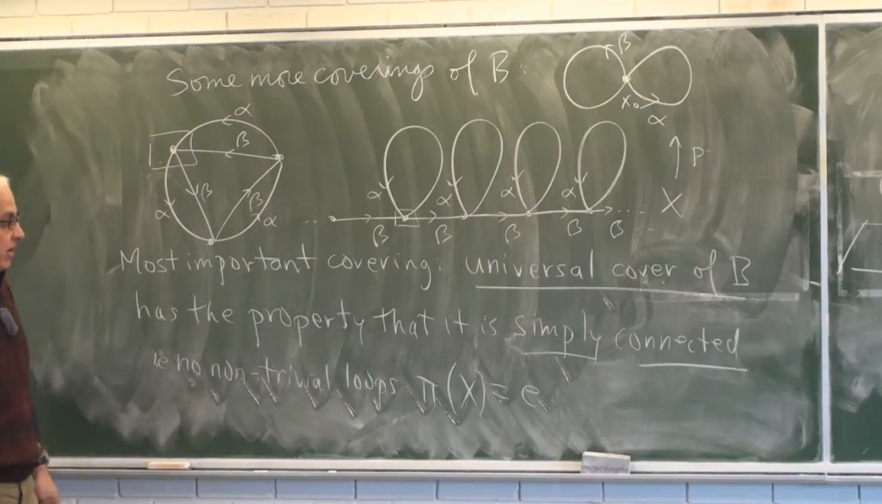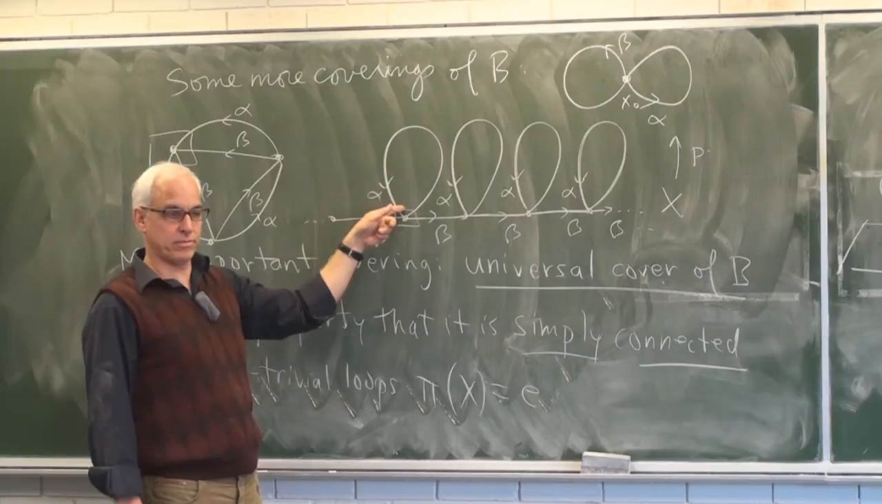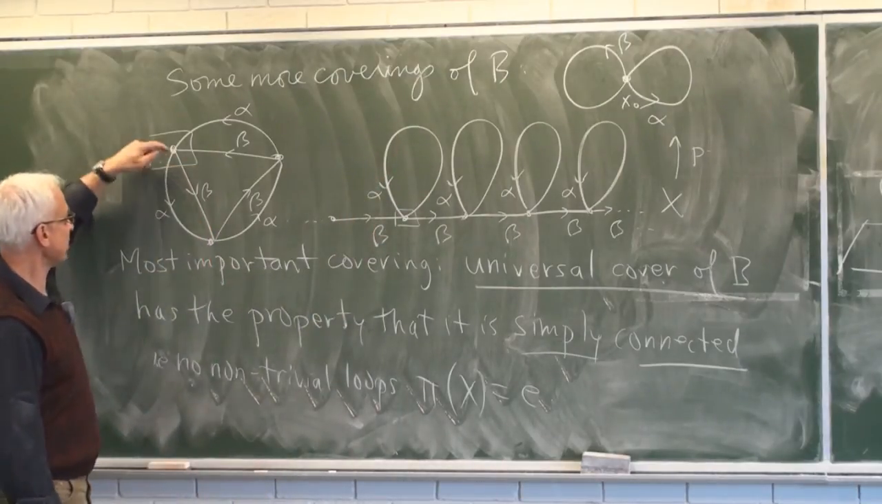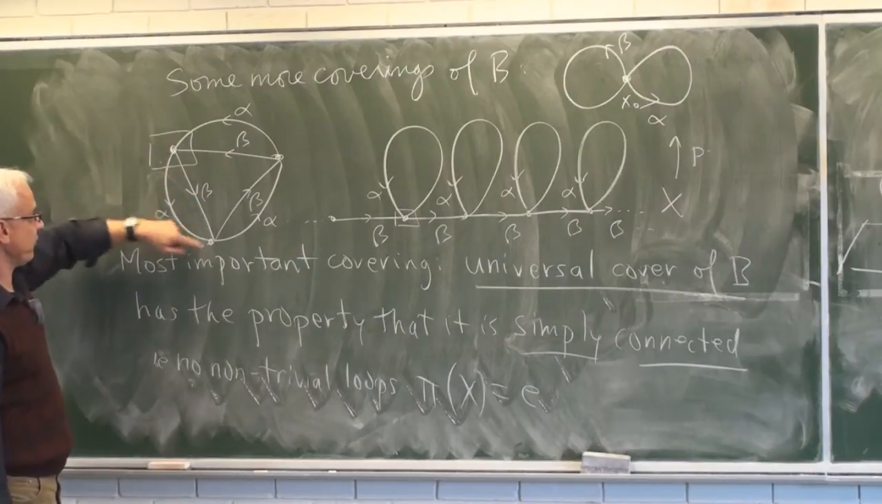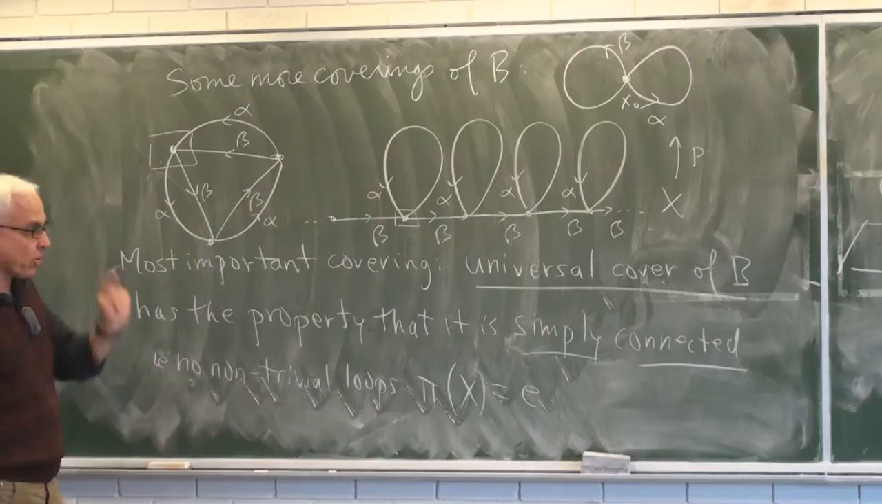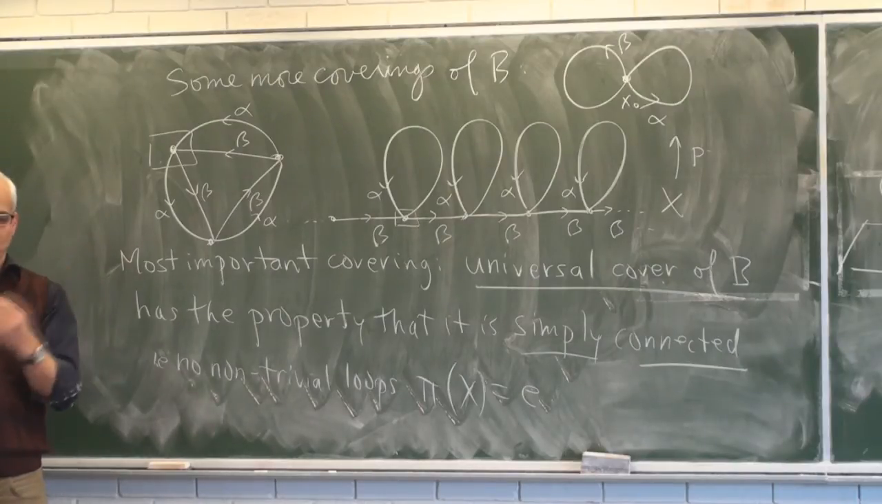These are certainly not simply connected because they have loops. There's a loop. That's a non-trivial loop. That's non-zero in the fundamental group. Here there's lots of non-trivial loops. You can't homotope it to the identity. So we're interested in a covering space for B which is simply connected, in which there are no paths that start and end at the same point which are not essentially trivial paths.